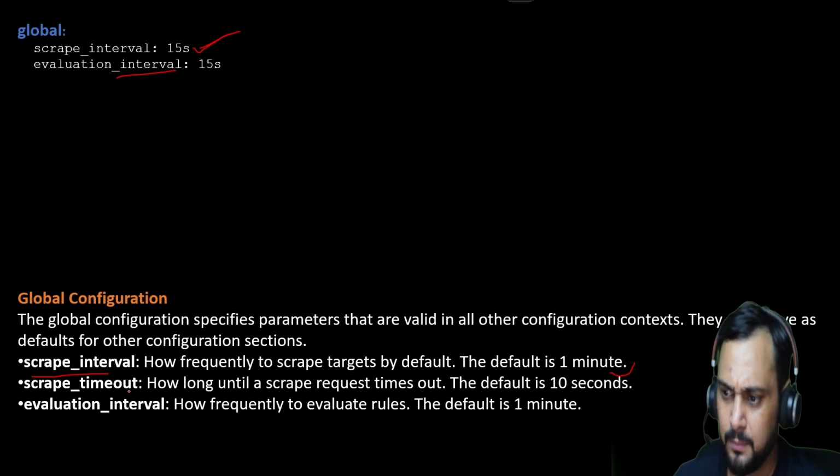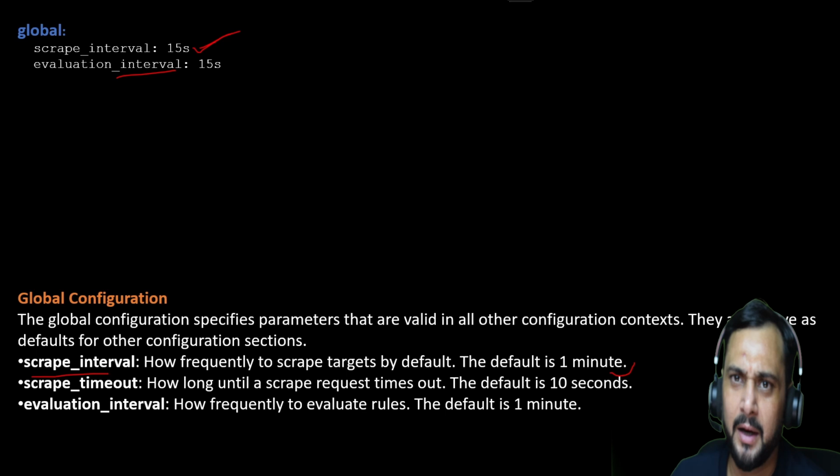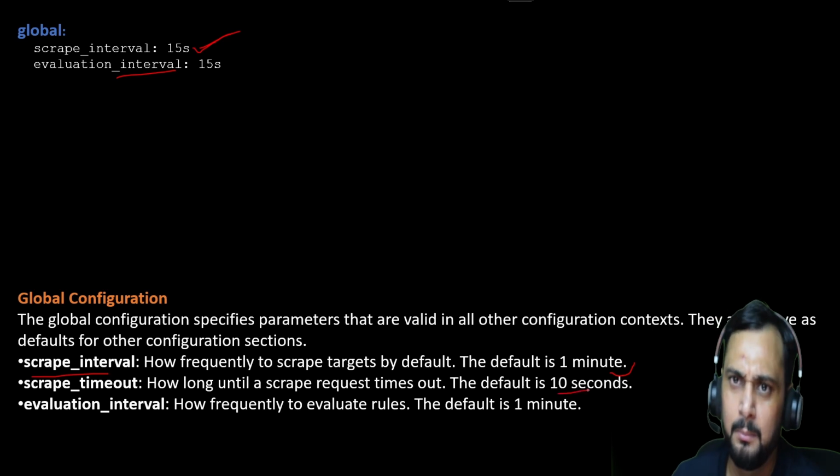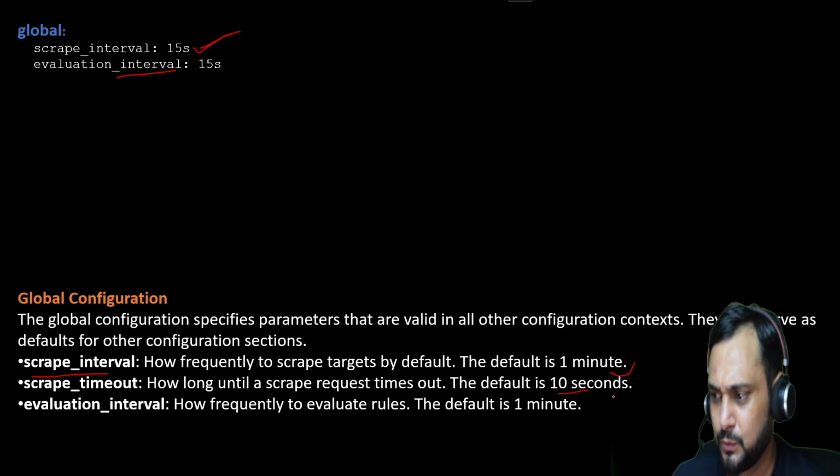Scrape timeout: how long until a scrape request times out? The default is 10 seconds. The scrape timeout option in Prometheus is a crucial configuration parameter that determines the maximum duration Prometheus will wait for a target to respond to a scrape request before considering it a failed attempt. It's not like it sends the request and waits for 1 hour or 2 hours, right? So the default is 10 seconds. After 10 seconds, it marks the client machine as unavailable. When you execute the command up, it will show you down.